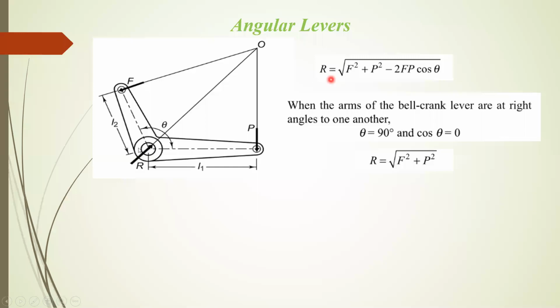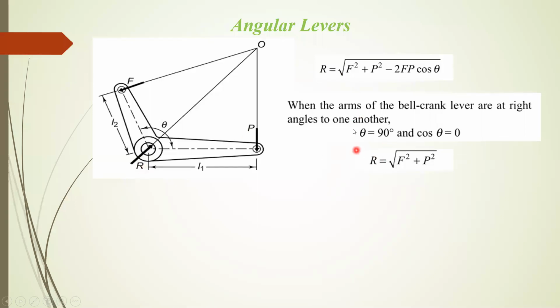And here also, how to find out the reaction. We can see this is a simple fundamental equation to calculate the reaction, or resultant, of two forces. Here F is a force, here P is a force, and the resultant of those two forces which are at an angle of theta is this one. So by this simple equation, we can find out the resultant.